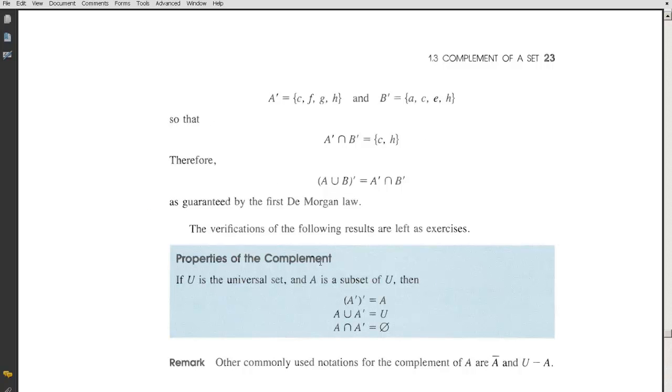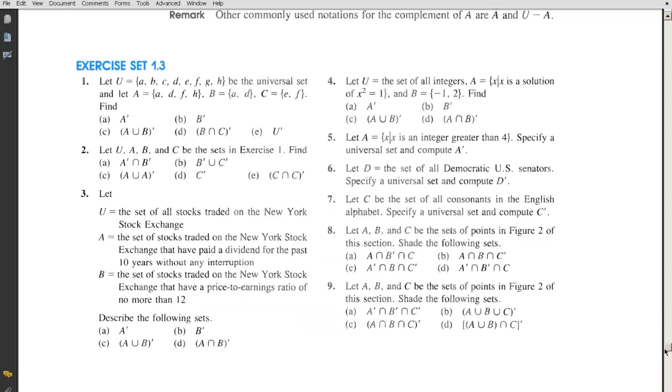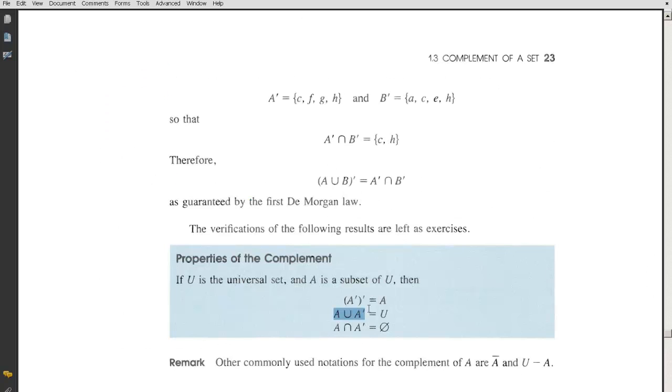Okay, properties of the complement. If U is the universal set and A is a subset of U, then A prime prime is equal to A, right? If you take A prime, you get everything outside of A, and then if you take the prime of that, you go back to A. So the A prime prime is that. Also, A union A prime is everything, right? Do we have the picture? Well, anyway, A union A prime is everything, and A intersect A prime is the empty set.